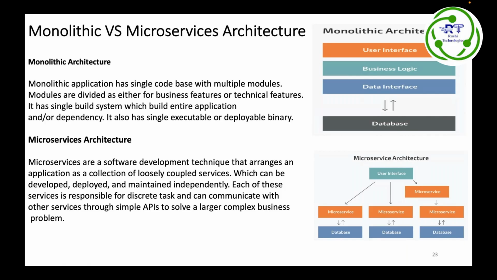So like this, internally each of the microservices is performing a specific task, but each microservice can talk to other microservices to solve the bigger business problems here. So microservices is a software development architecture where we can develop an application as a collection of loosely coupled services. Each microservice can be developed, deployed, and maintained independently from others.